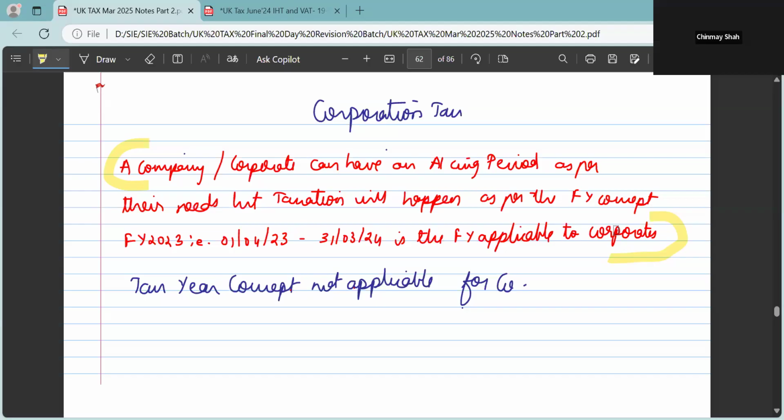So the tax year concept is not applicable. The financial year concept is applicable to corporation tax.